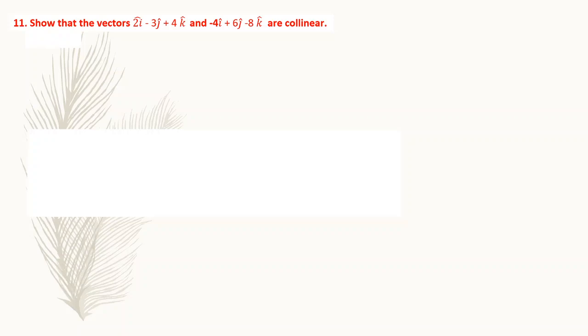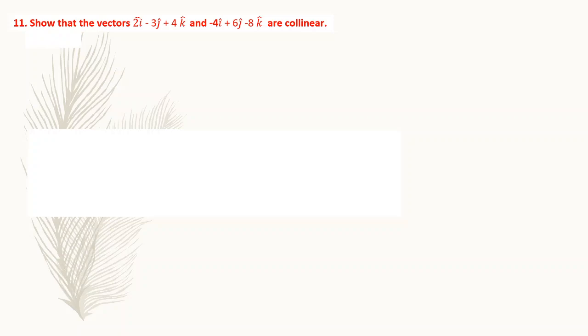Okay, so before we solve this, you must have a clear idea of what is meant by collinear vectors and when you can say two given vectors are collinear. These two things you must know. So these two are uploaded in our previous videos. Okay, so let's solve these ones.